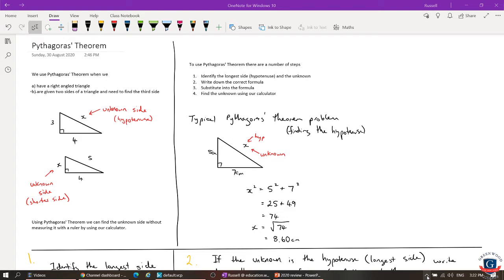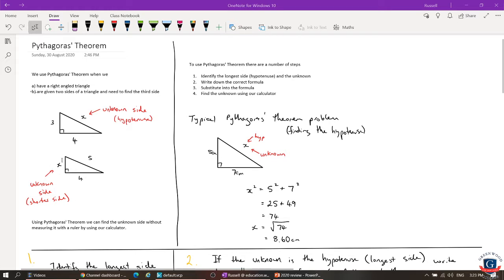So, what do we use Pythagoras' theorem for? We use it where we have a right angled triangle and we're given two sides of a triangle and we need to find the third side. So over here we have one of those problems. This is the longest side. There's an unknown here. There's two shorter sides. We're given the shorter sides, we're trying to find the longer side. In the second problem, we've been given the longer side, the unknown is on one of the shorter sides, and there's the other shorter side there.